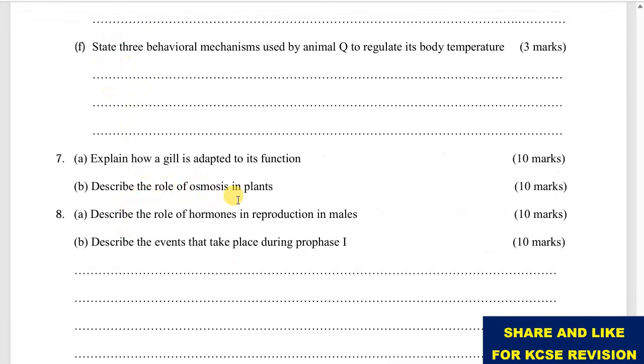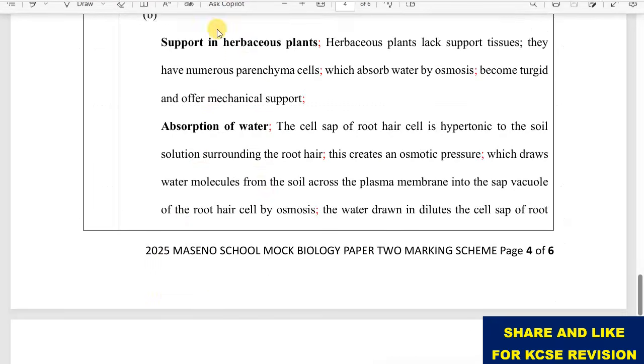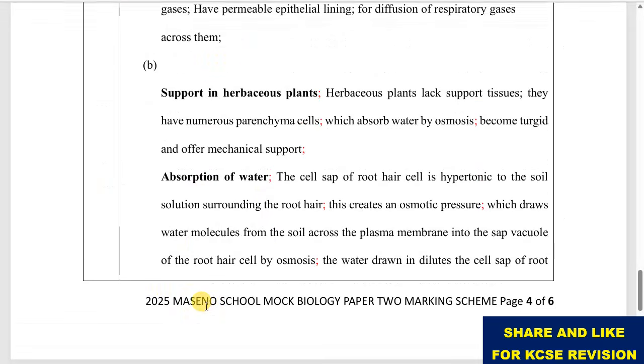Describe the role of osmosis in plants. Number one, support in herbaceous plants. Herbaceous plants lack supporting tissue. They have numerous parenchyma cells which absorb water by osmosis, become turgid, and offer mechanical support.